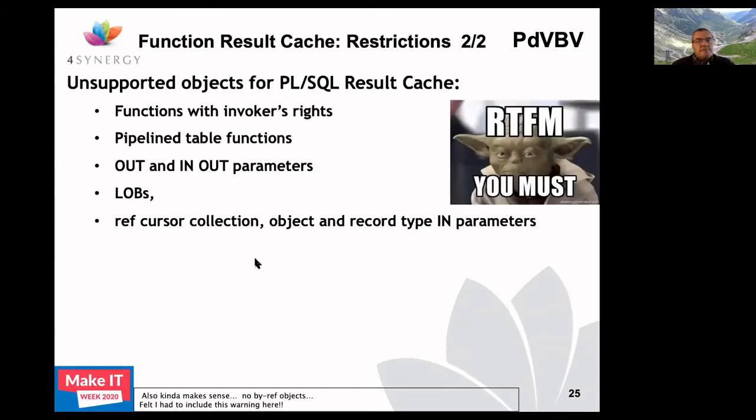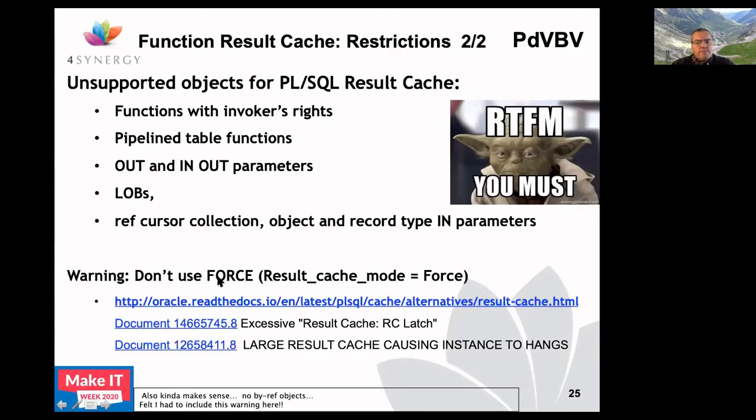Now, there is more. It doesn't support functions with invoker rights. It doesn't support pipelined table functions. That makes sense if you think about it. It doesn't support OUT and IN OUT parameters. Makes sense if you think about it, because you could modify the parameters. Not a good idea. Cannot use LOBs and cannot return REF CURSOR objects or record types as IN parameters. I would say this is where you read the manual. My guess is if you have this kind of complexity in your code, you're probably not a good candidate for any function result cache anyway.